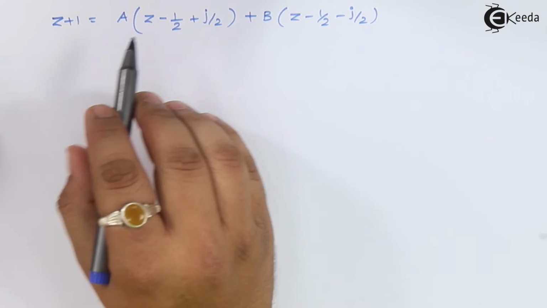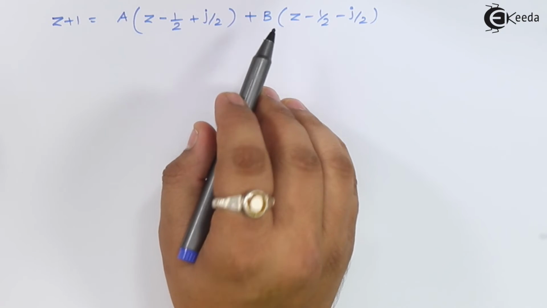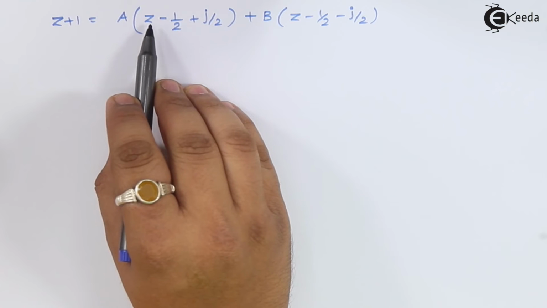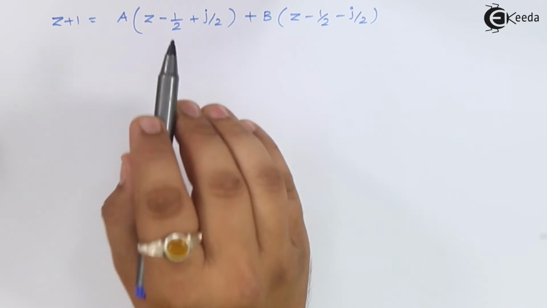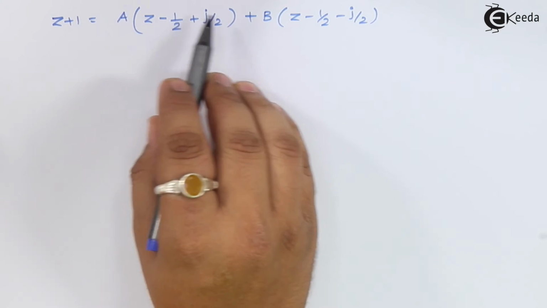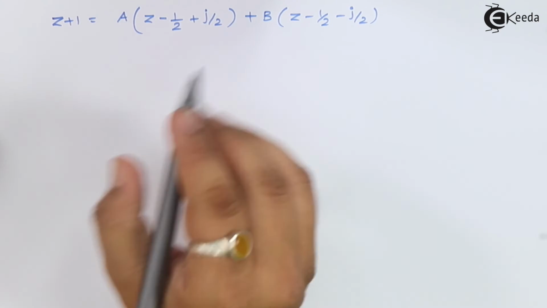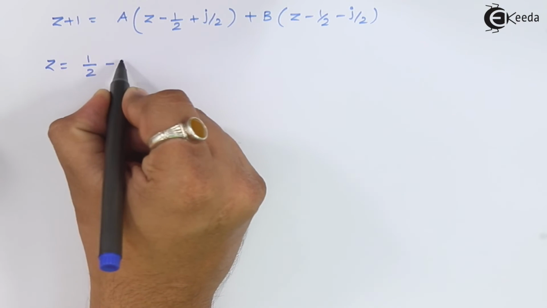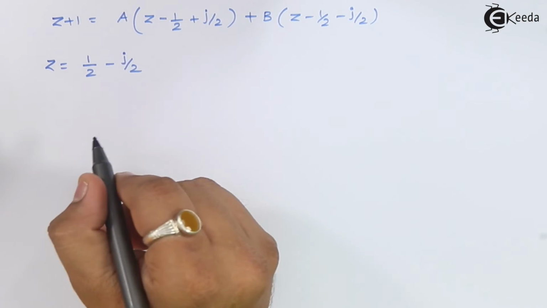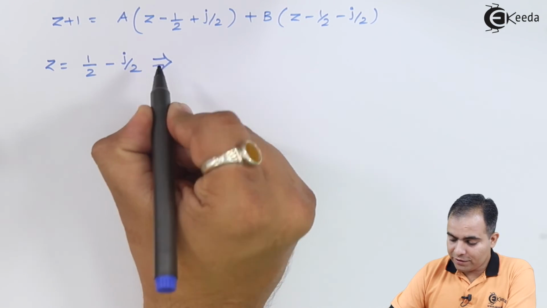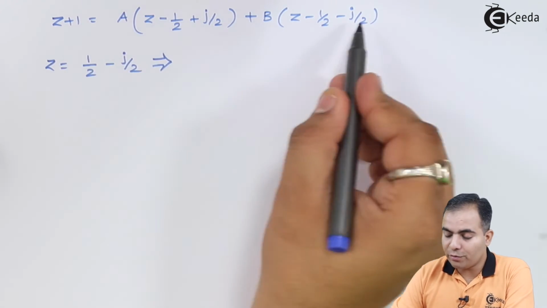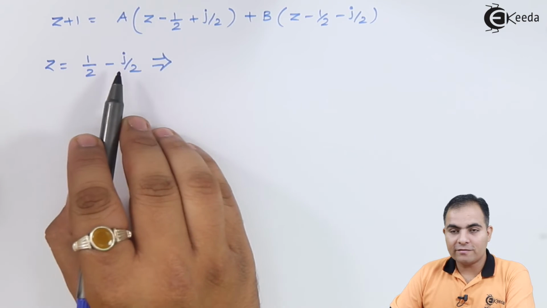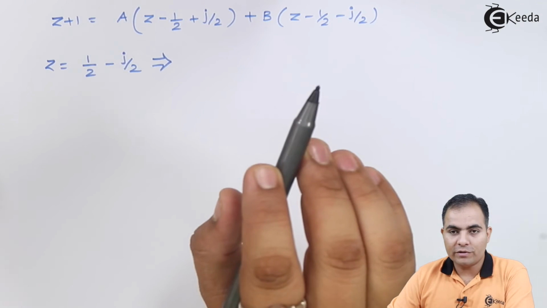Now here we are going to calculate the value for B. Now we need to remove the value of A, so we'll substitute z equals plus half minus j by 2, so that this A bracket will be replaced by 0. So if I substitute this plus half minus j by 2 in my equation number 1 or equation number 2, we'll substitute z equals plus half minus j by 2 in my equation number 2.